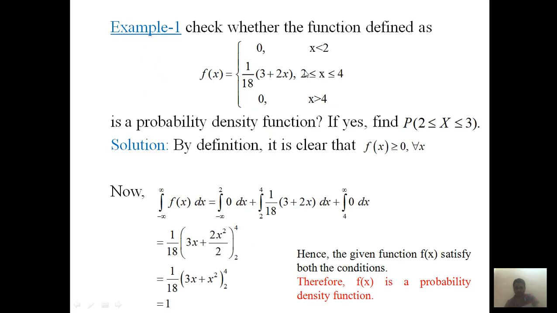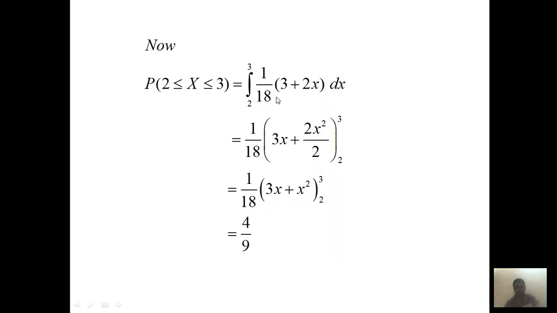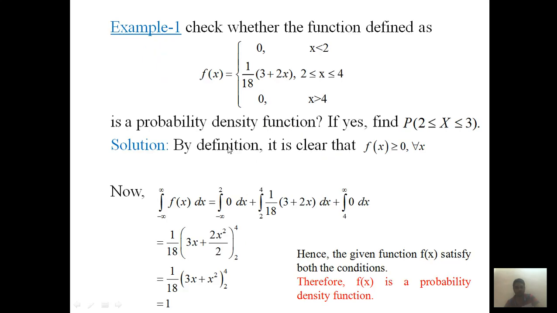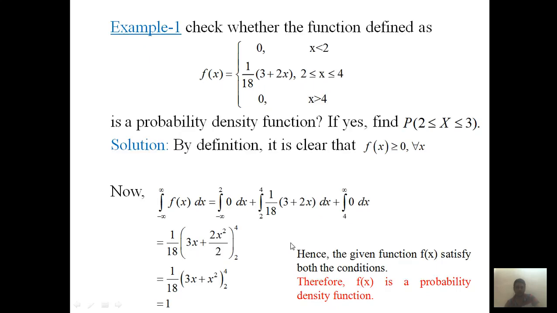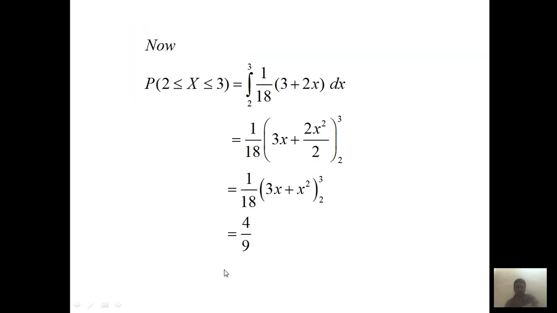But 2 to 3 belongs to this range, and the value of the function is 1/18 (3 plus 2x). So it is the same integration as here, 3x plus x square. The only difference is that the upper boundary is changed: instead of 4 it's 3, and the lower boundary is still 2. Simple simplification leads to the probability of x between 2 to 3 being 4/9.